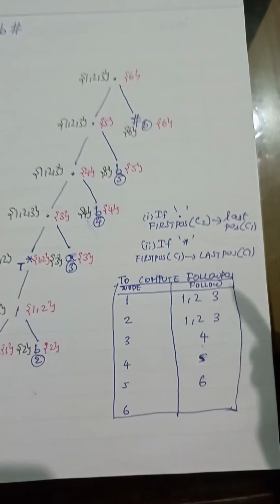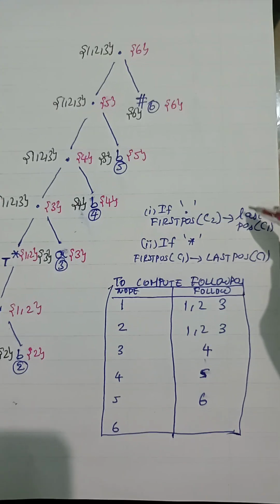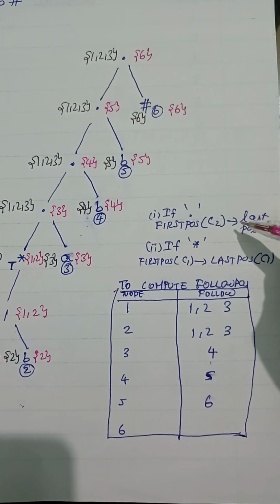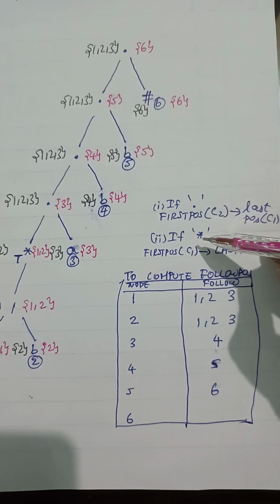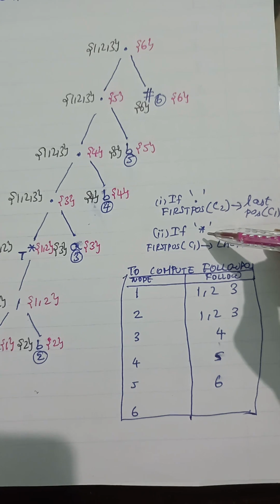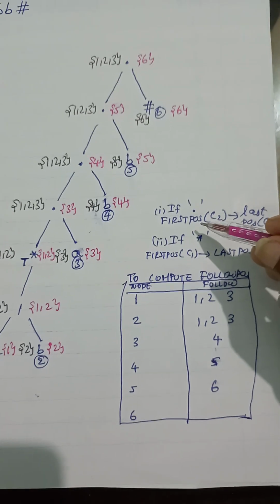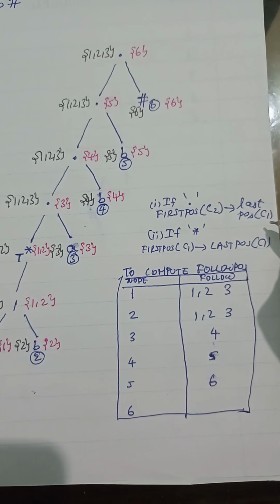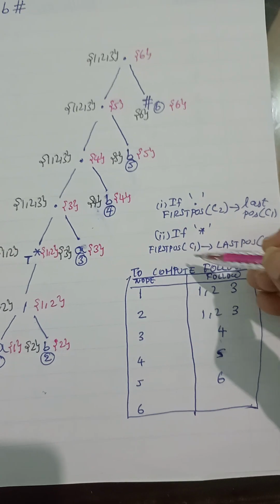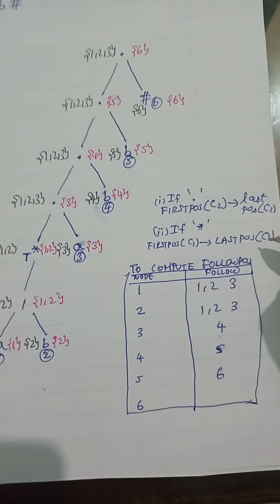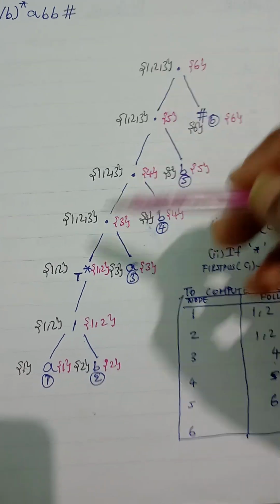So how to calculate the follow position? These two rules we are going to follow. The first rule is, only for the dot node and star node we have to calculate the follow position. For dot node we are going to insert the first position of C2 into last position of C1. For star node, we are going to insert the first position of C1 to the last position of C1. So here I am traversing from top to bottom.